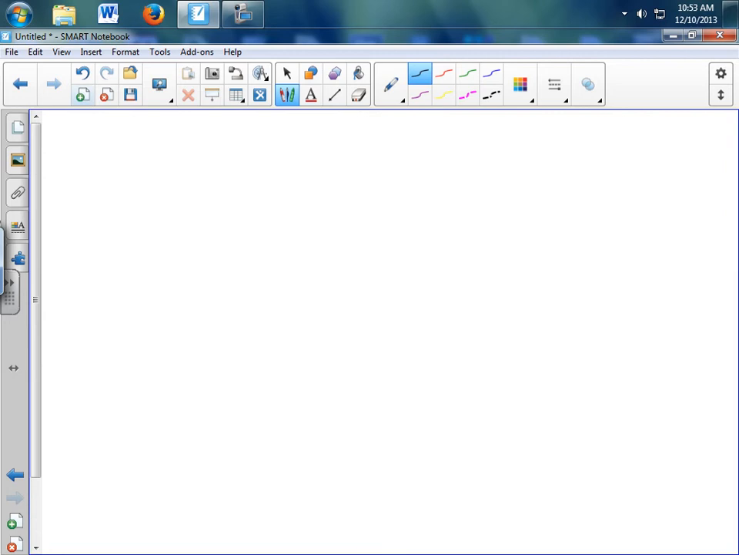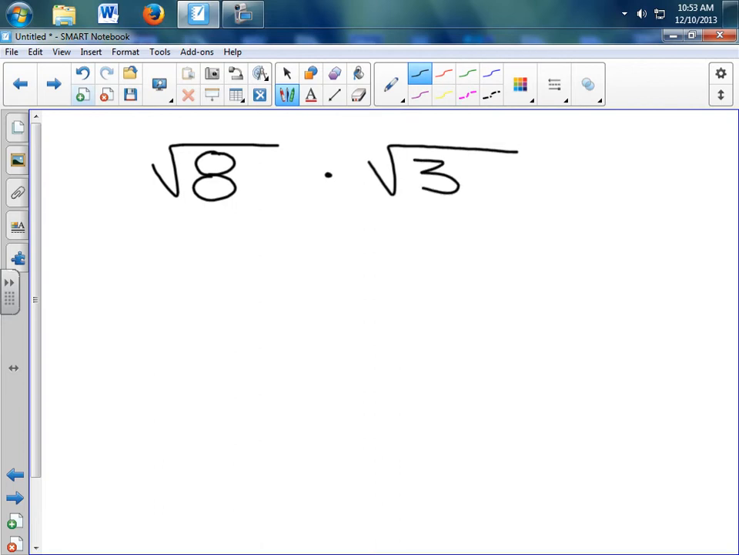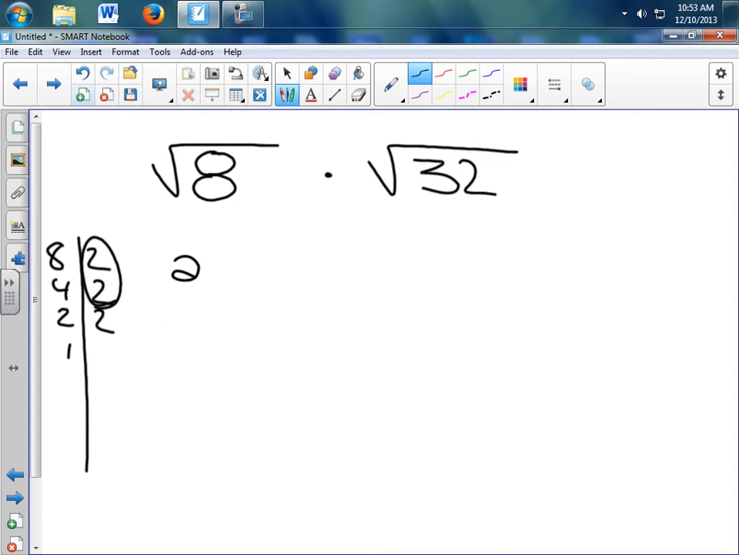So if I gave you one like square root of 8 times square root of 32. The first thing we do is we always simplify. So again, if you don't remember, we can do this method. We bring a 2 out front and we put a 2 in.